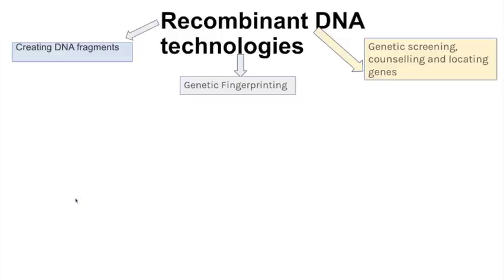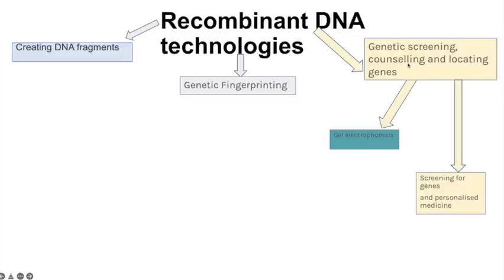Now, the next bit of topic 8 is looking at gene technologies, for example, recombinant DNA technologies. I've put all of the rest of topic 8 onto one flow diagram here, and we're going to go through it a section at a time. So the three key concepts are creating DNA fragments, the idea of genetic fingerprinting, and then the uses in genetic screening, counselling, and locating of genes.